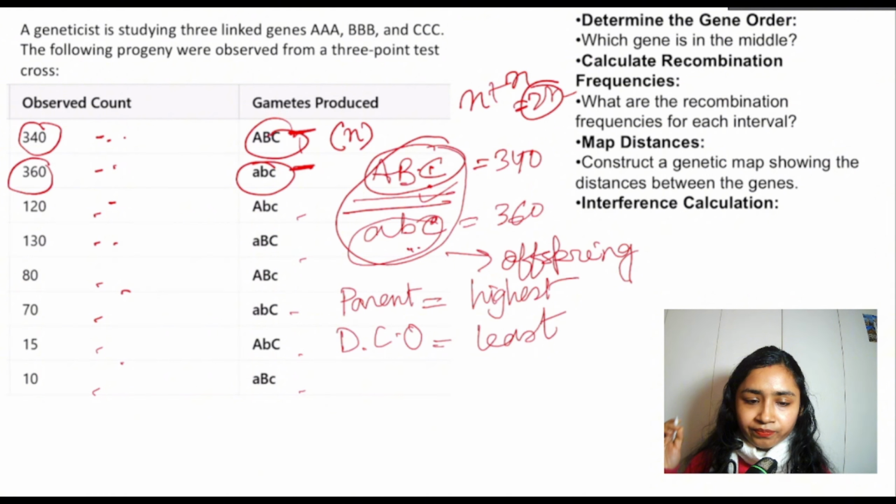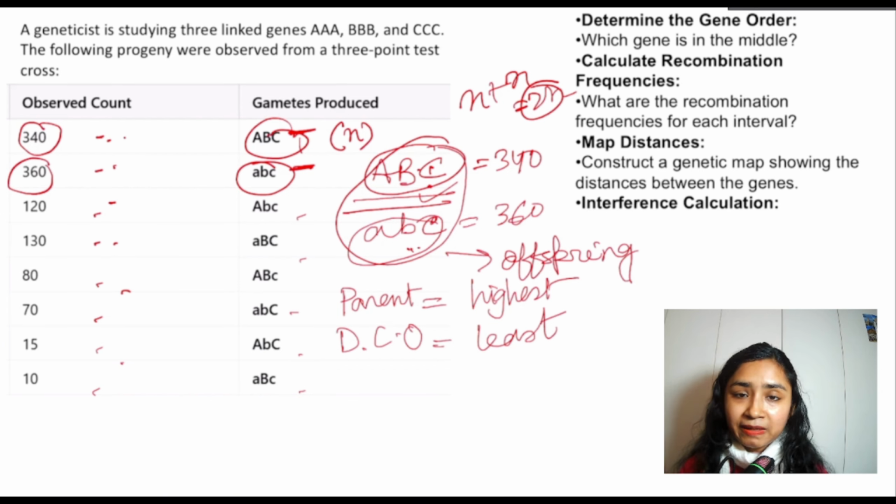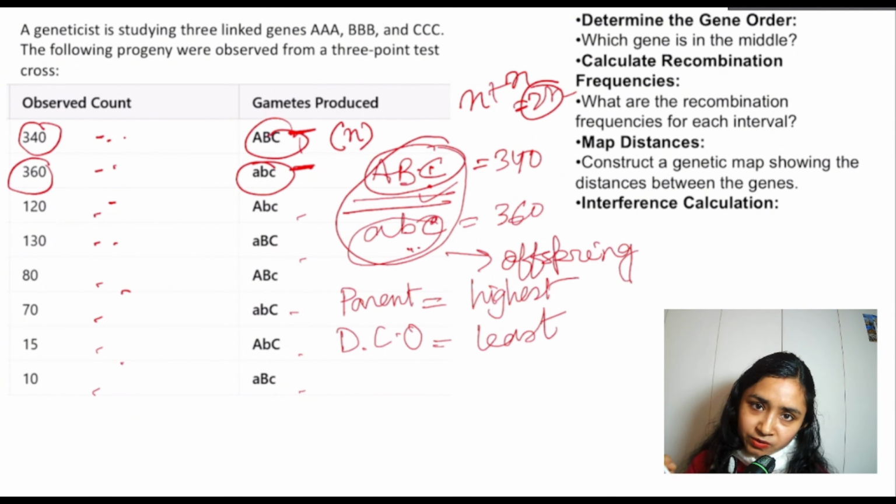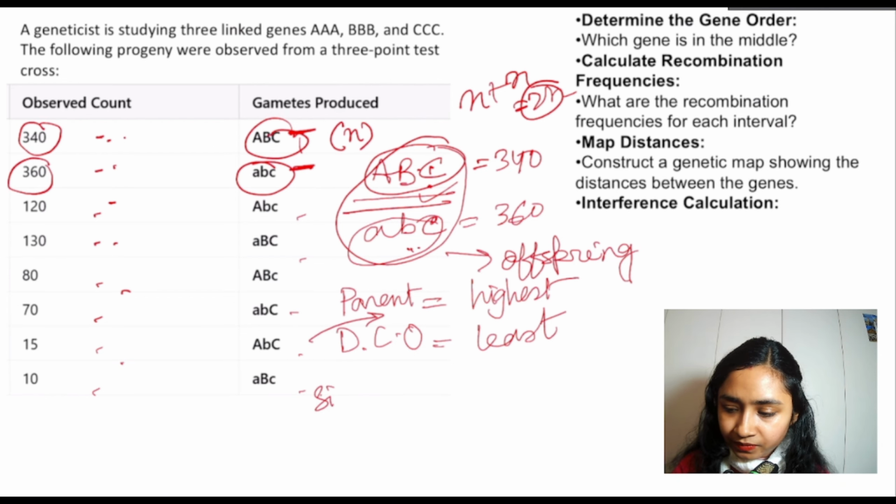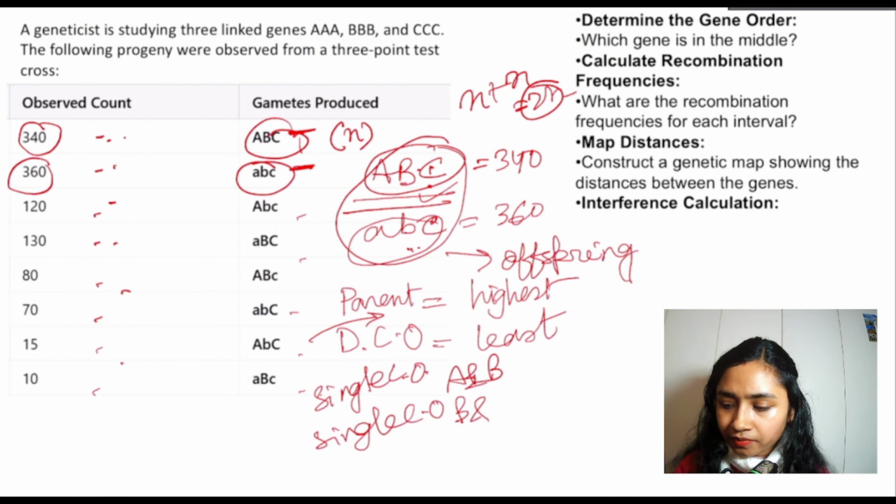Why? I told you that one single crossover always interferes with the occurrence of another crossing over. That is why there will be a very low chance of a crossing over between A and B and between B and C also. So the double crossover event will be least in number, and their percentage will also be lowest. In between the parental combination and the DCO combination, there will be the single crossover event between A and B and the single crossover event between B and C.